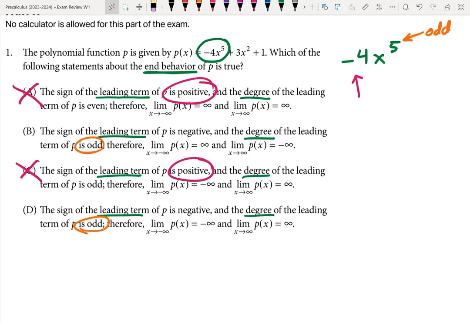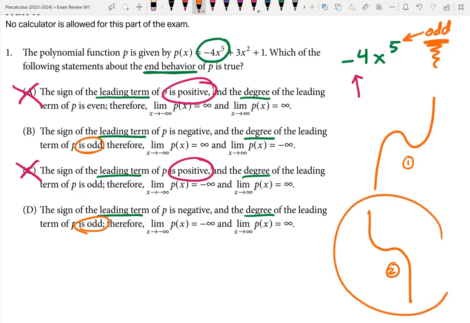However, we can do this by remembering that odd degrees are similar to cubic functions. There's a cubic function, or this cubic function. Which one do you think ours would be? This first one or the second one? Why the second? Because of the negative. That negative causes us to reflect. So therefore, we are of this form.